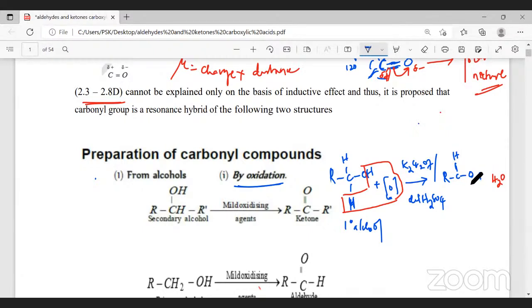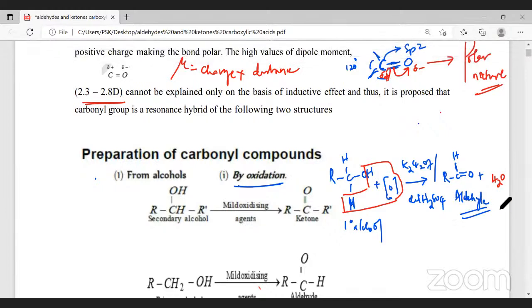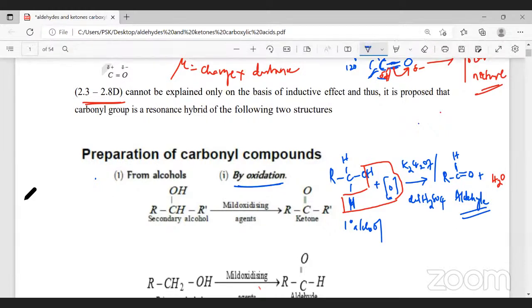Now this cannot exist because carbon has only three bonds here. Therefore, since hydrogen from this carbon and hydrogen from this oxygen are eliminated, a double bond will be formed between carbon and oxygen. Since a double bond is formed, this is nothing but the aldehyde group, and the compound formed is called an aldehyde. So you should remember, primary alcohols on oxidation give aldehydes.